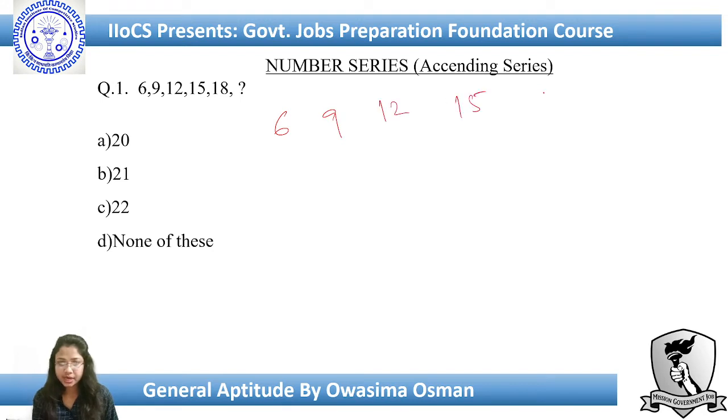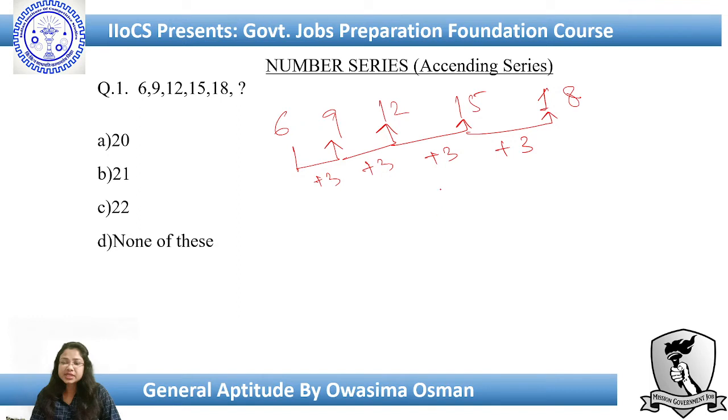Right, I am writing this series, and if we do 6 plus 3 we will get 9, and again if we do 9 plus 3 we will get 12, if we do 12 plus 3 we will get 15, again if we do 15 plus 3 we will get 18. So it's a very simple series.